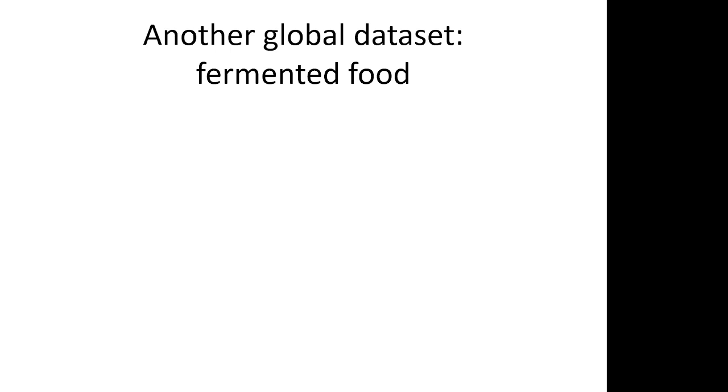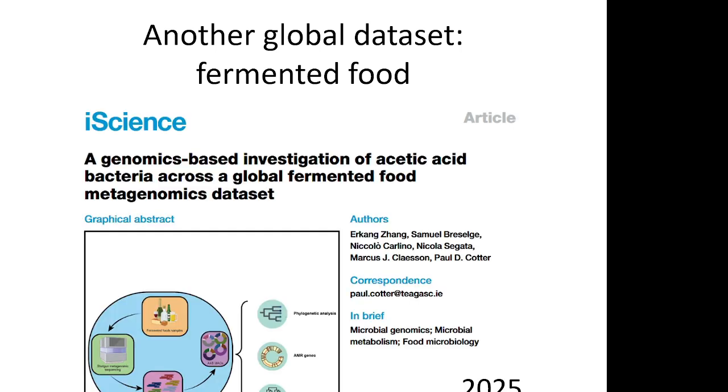Okay, I'm now nearing the end of the talk, and it turns out that we could apply the same tool to another data set. This other data set is for fermented food. And it was published this year in iScience. The corresponding author is Paul Cotter, and Nicola Segata is one of the authors here. And it's a genomics-based investigation of acetic acid bacteria across a global fermented food metagenomics data set.